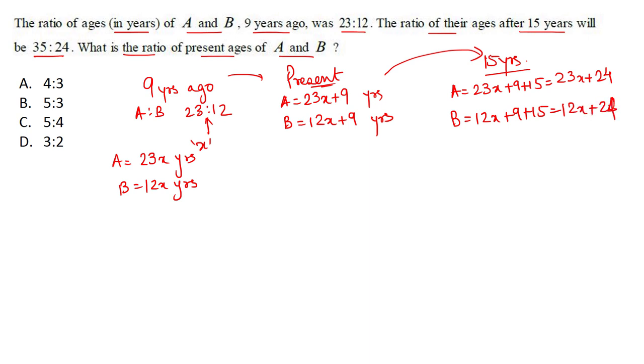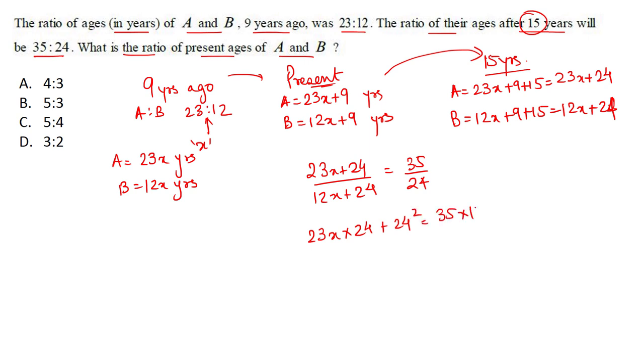And they have given that after 15 years, the ratio of ages is 35:24. So what we have here is (23x plus 24) upon (12x plus 24) is going to be 35/24. So let's cross multiply. What you are going to get is 23x into 24 plus 24 square would be equal to 35 into 12x plus 35 into 24. Do not multiply right now, we can simplify it. Take all the x on the left hand side. So I'll have 23x into 24 minus 35 into 12x would be equal to 35 into 24 minus 24 square.